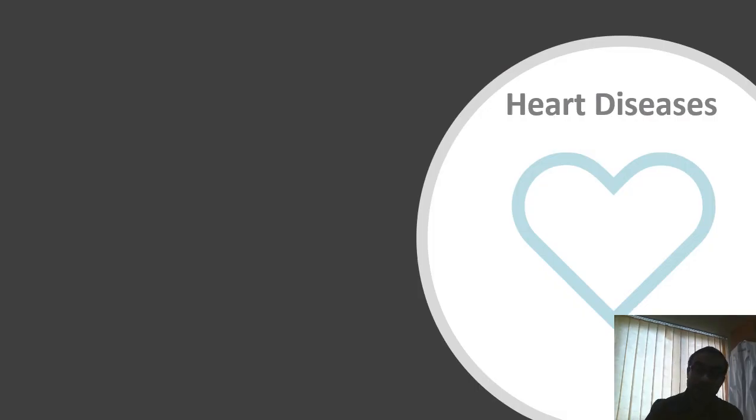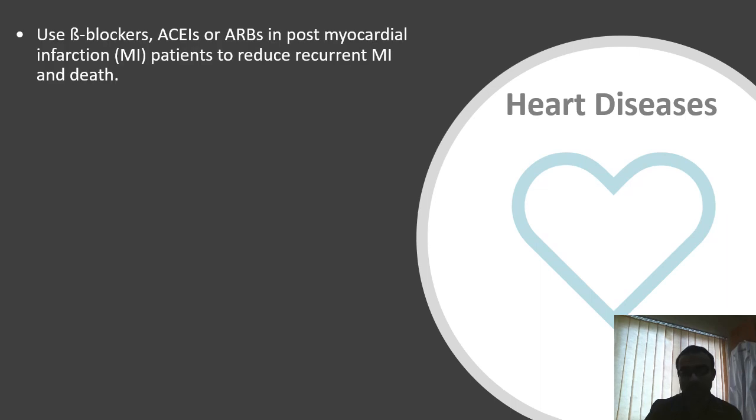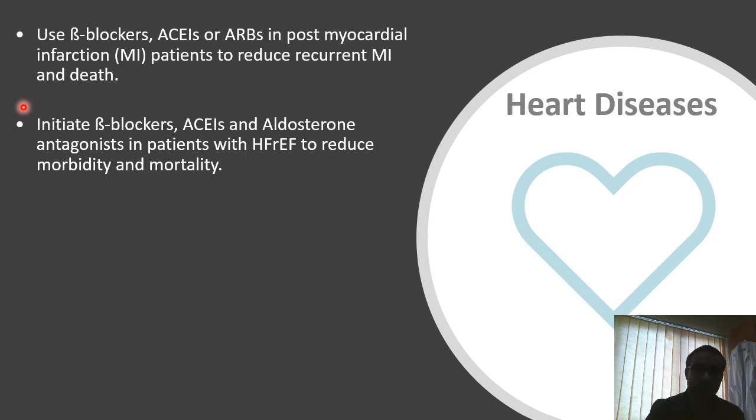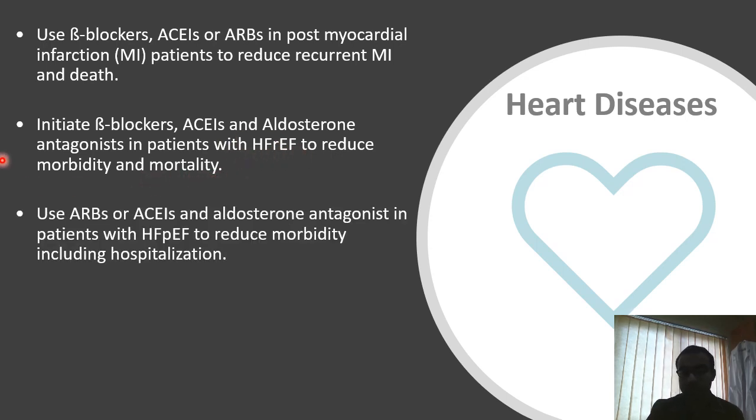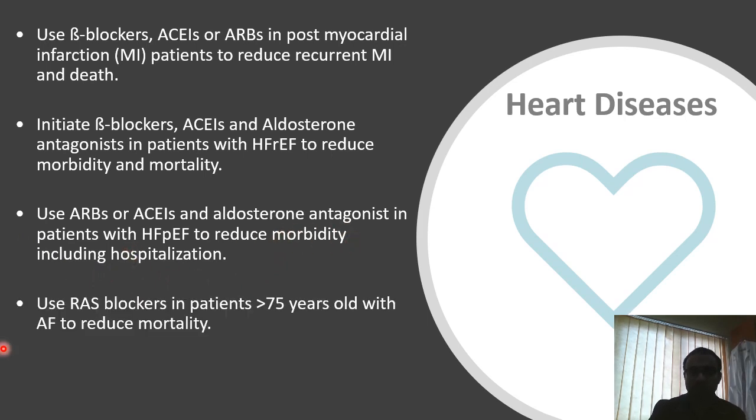Next, we have hypertension in patients with underlying heart disease. Of course, those with MI will benefit from the use of beta blocker, ACE inhibitor, and ARBs for mortality benefit. Also, we have to initiate beta blocker, ACE inhibitor, and aldosterone antagonist in patients with heart failure with reduced ejection fraction for a mortality benefit, or for heart failure with preserved ejection fraction for reducing hospitalization or morbidity.